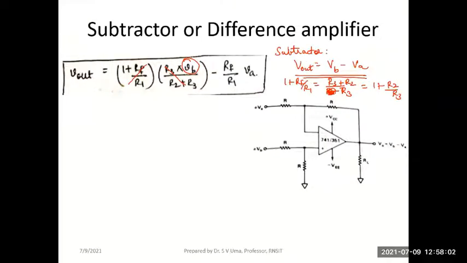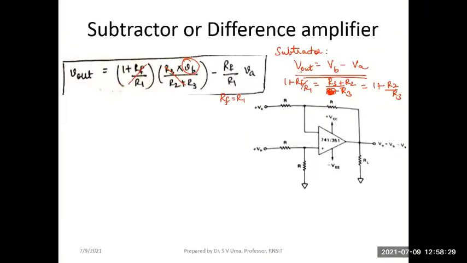But in the second term also, I want only VA to be left out. So if VA should be left out in the second term, you have to make Rf equal to R1. If you make Rf equal to R1, I'll have 1 into VA. Then I'll get the output voltage as VB minus VA directly. This is one way of doing it.